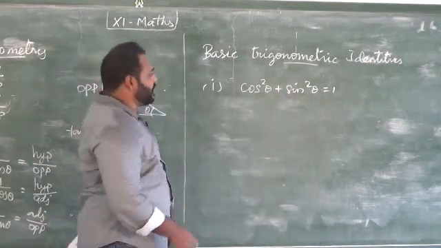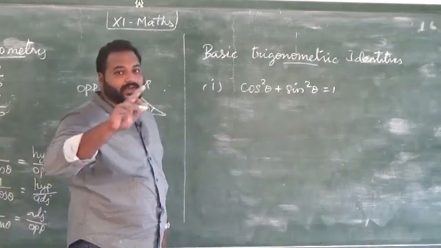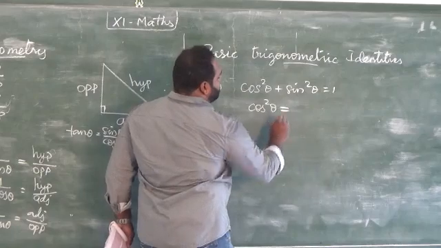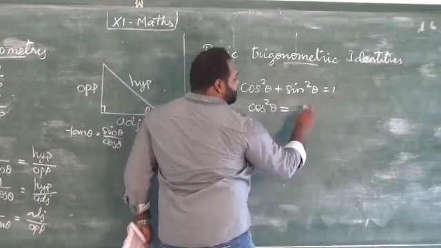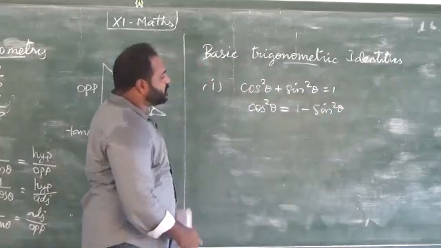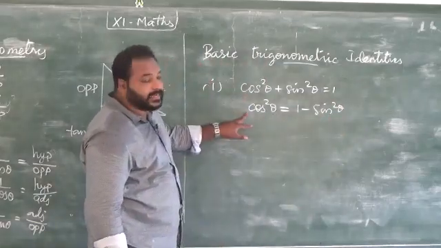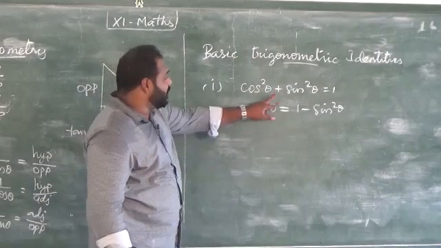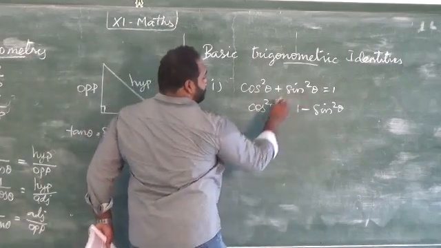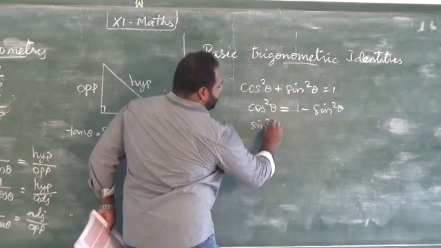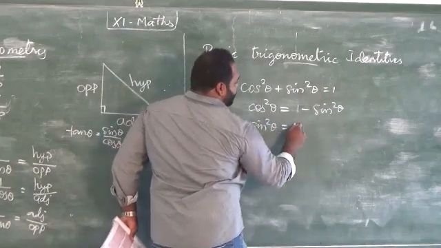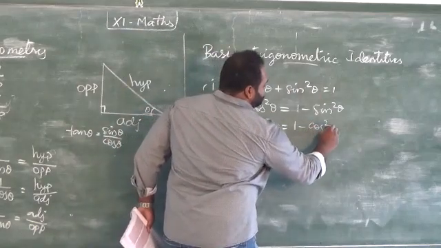By this identity I am going to derive another 2 identities. Cos square theta equal to, if I take this to the other side, 1 minus sin square theta. So using this identity I just created another identity. We can create another 2 identities from this one. The next one is sin square theta, keeping it as it is; we have to take cos square to the other side: 1 minus cos square theta.